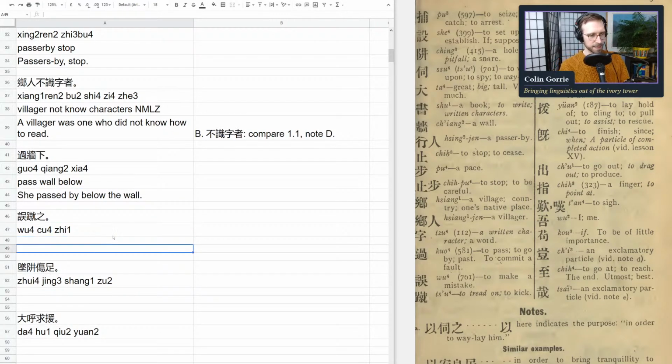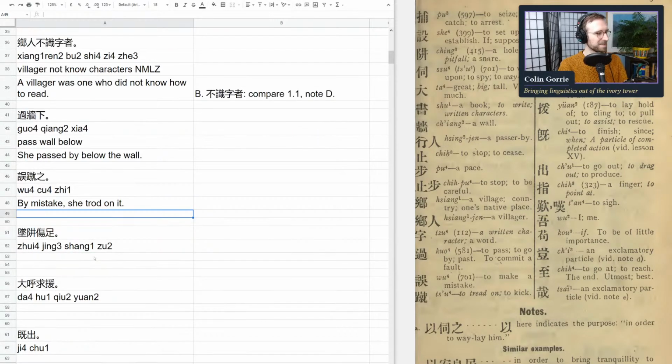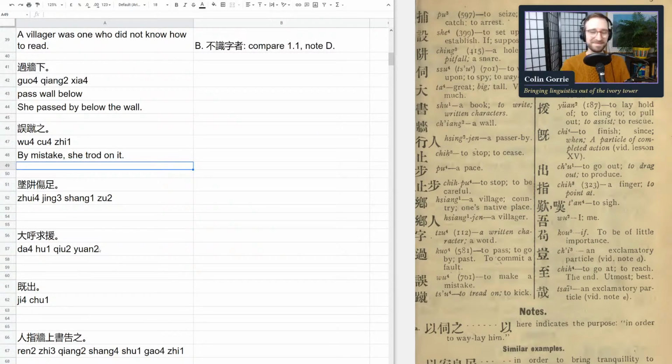And then what's next? 误触之. 误, to make a mistake. 触, to tread on or to kick. So I think we want tread on here, and that's what it tells us. So something like, by mistake she trod on it.